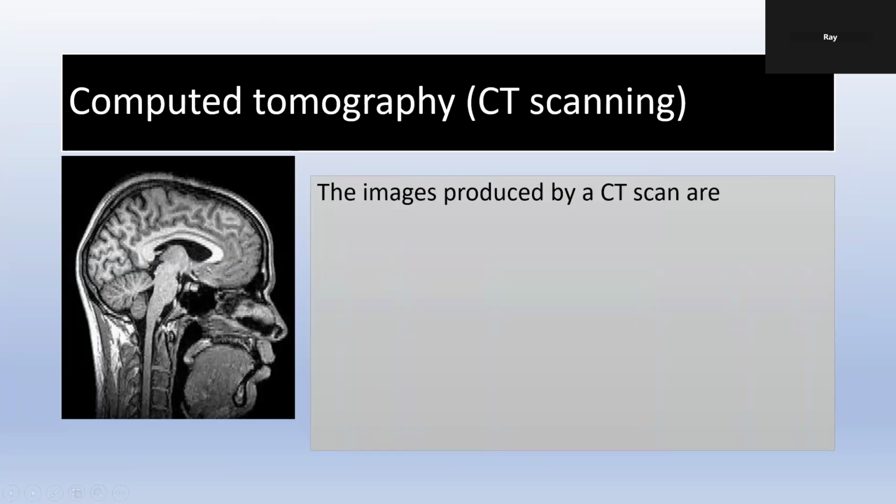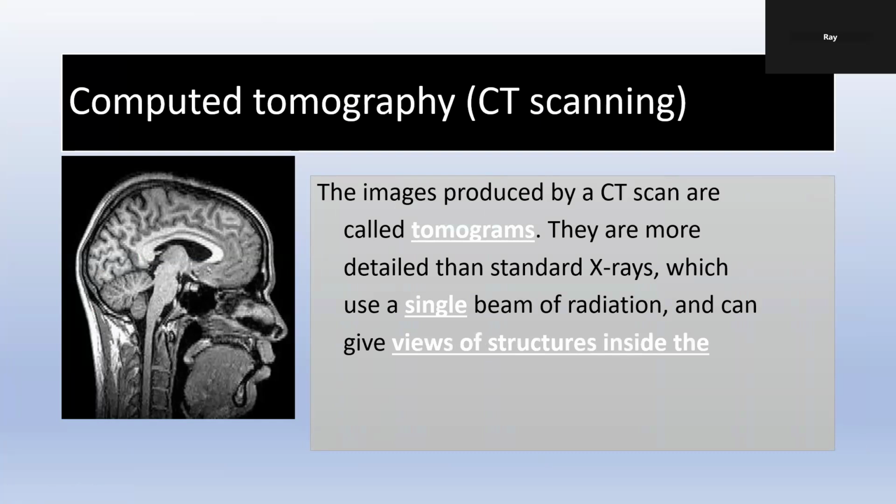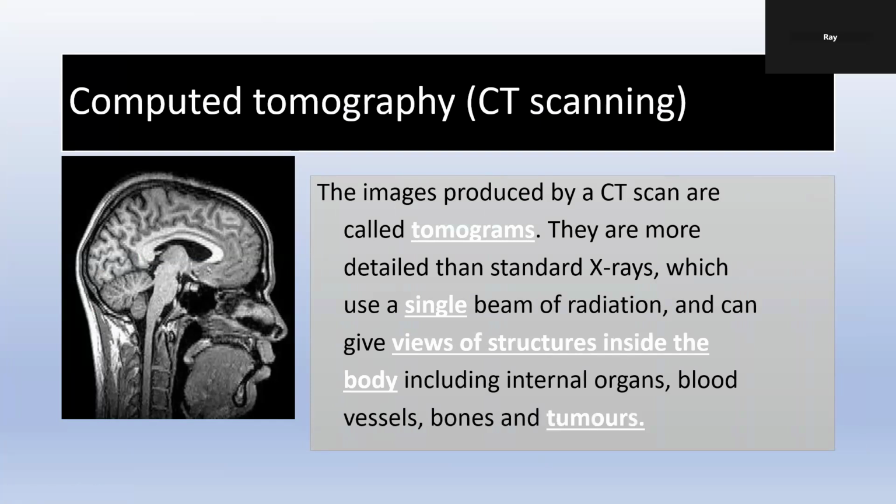The images produced by CT scanning are called tomograms. They are more detailed than standard X-ray, which uses a single beam of radiation and can give views of structures inside the body, including internal organs, blood vessels, bones, and tumors. That's the advantage. We want to see where exactly the tumor is.